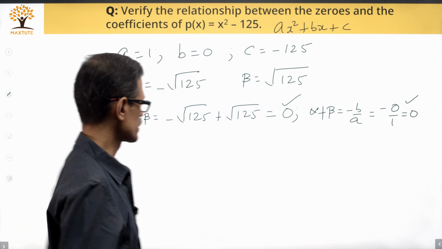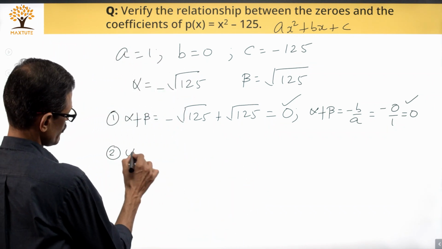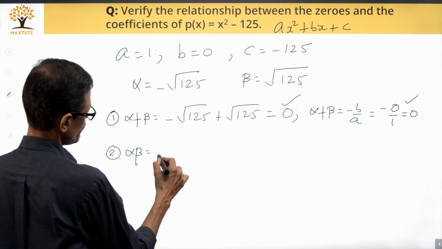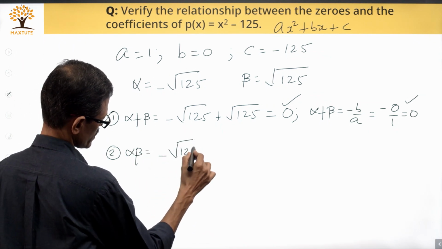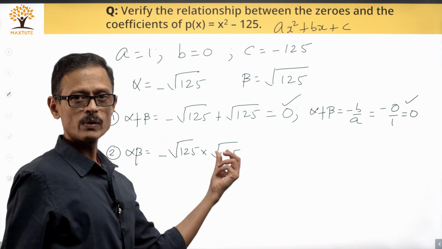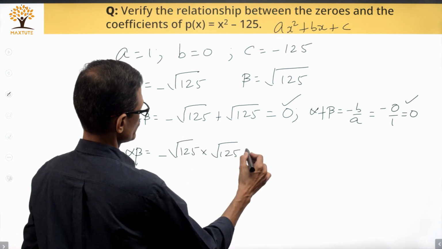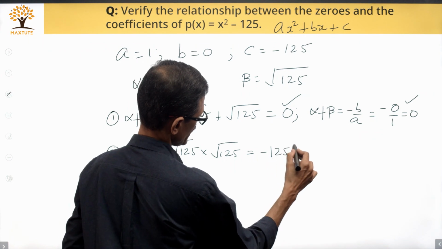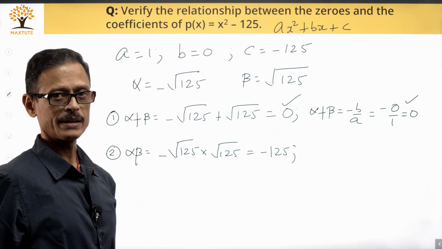Let's do the same exercise with the product. Product of the zeros alpha beta in our case is equal to minus square root of 125, which is alpha, times square root of 125. Root 125 into root 125 is 125. So, this is equal to minus 125. That's the value of alpha beta.